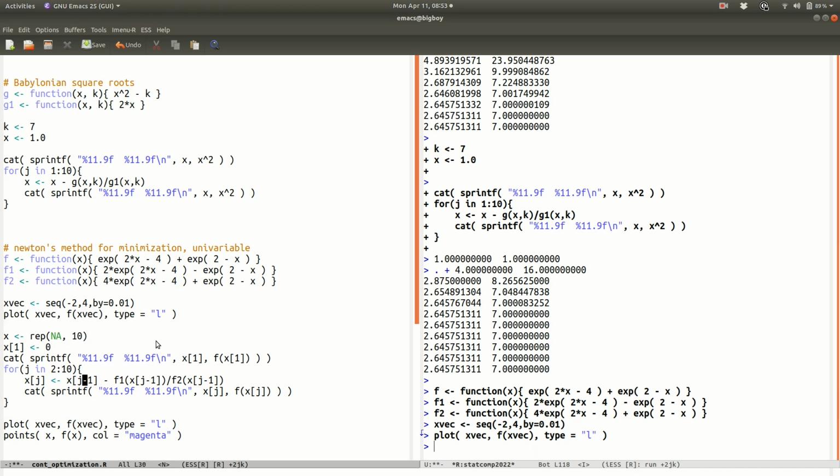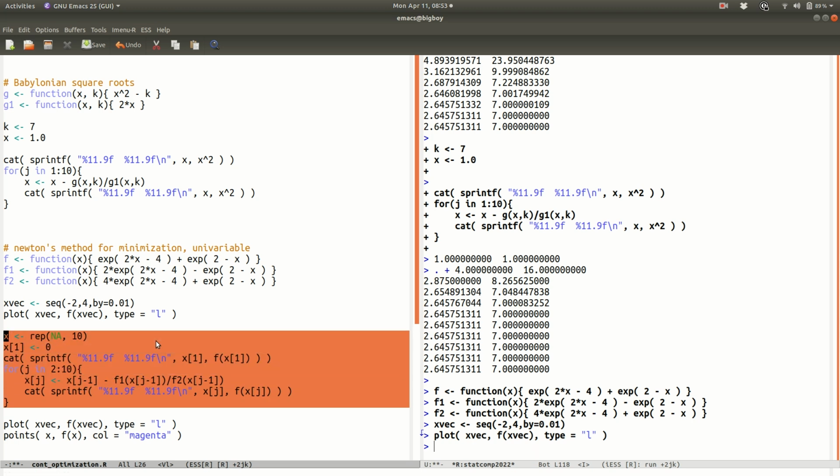And in this case, I'm going to keep track of the updates for x. So I'm defining a vector x with 10 elements. And I'm going to start with a guess of 0. So I'm going to store the first guess. And then each time I'm going to plot x and f of x. And then here's my update. It's the same thing. You take x, j minus 1 minus first derivative divided by second derivative. And I'm going to print out the value of x and f of x. All right, so let's run this.